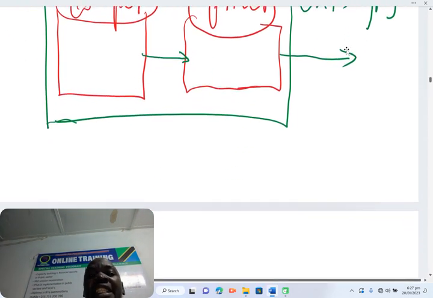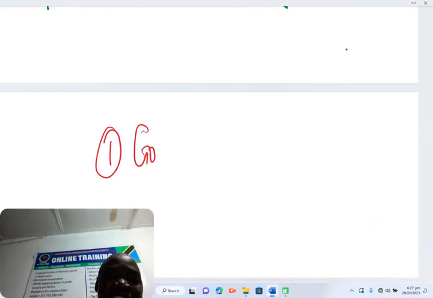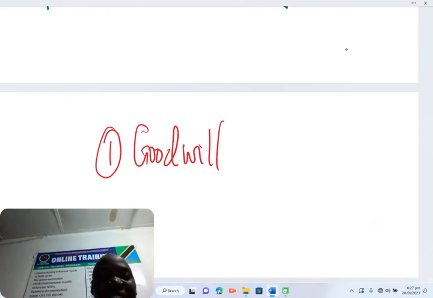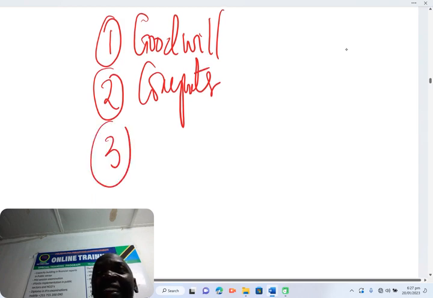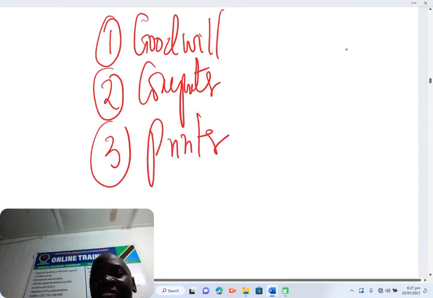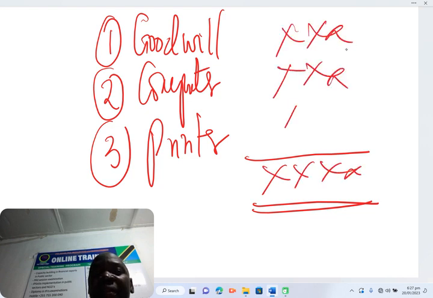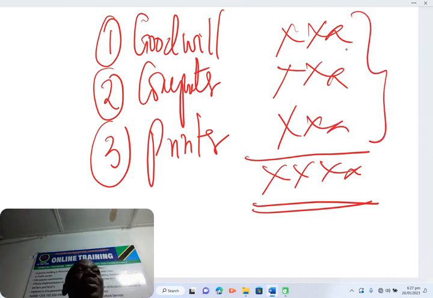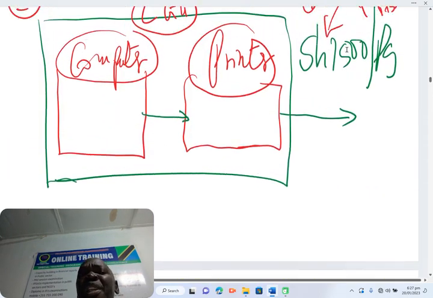Kwa sasa hapa tuna asset ngapi? 2. Kwa ya kwanza tunasema goodwill. Unasikia mpaka? Then unakuja computer. Then unakuja nini? Printer. Sasa hii ndio ya msingi. Sasa hapa utakuja kupata nini? Total asset. This is how it works. Sasa you must note this information, please.